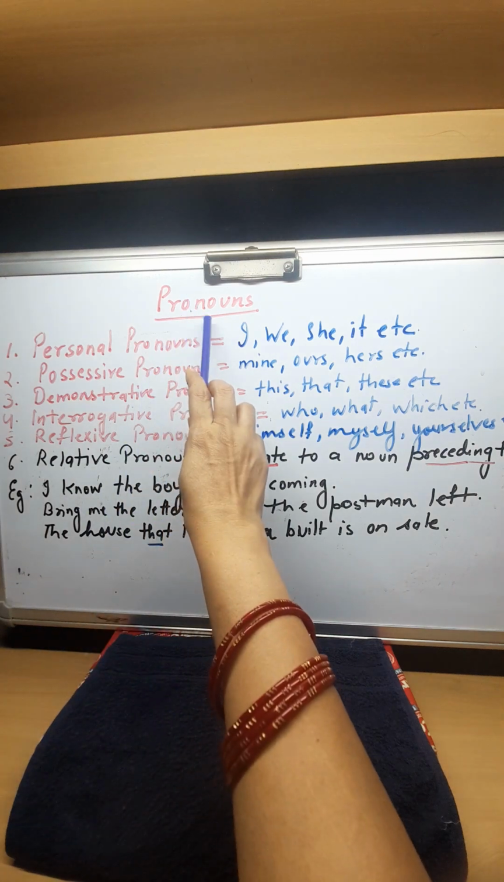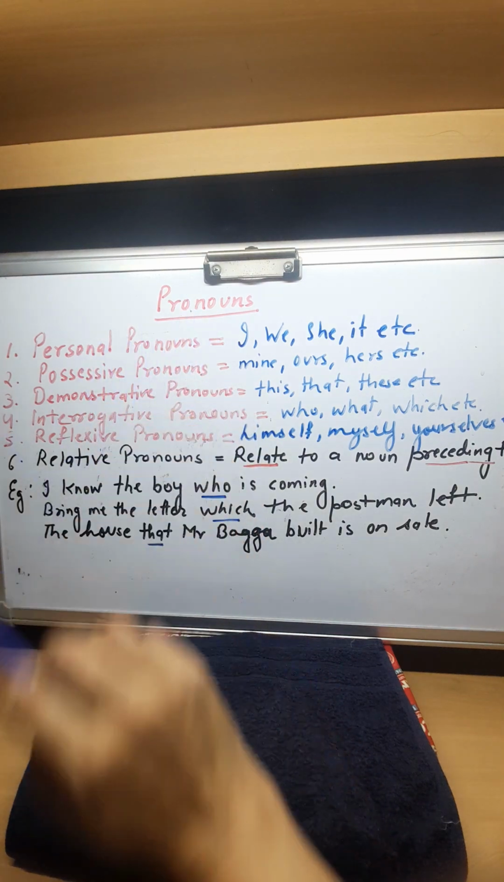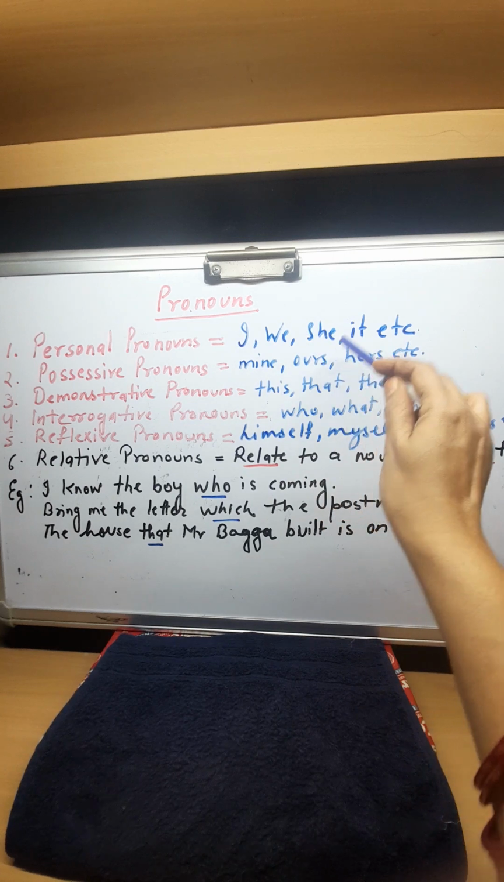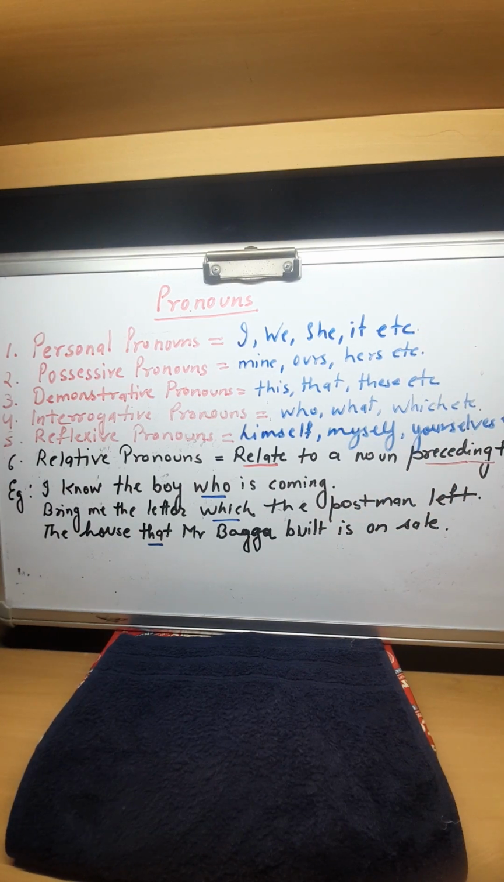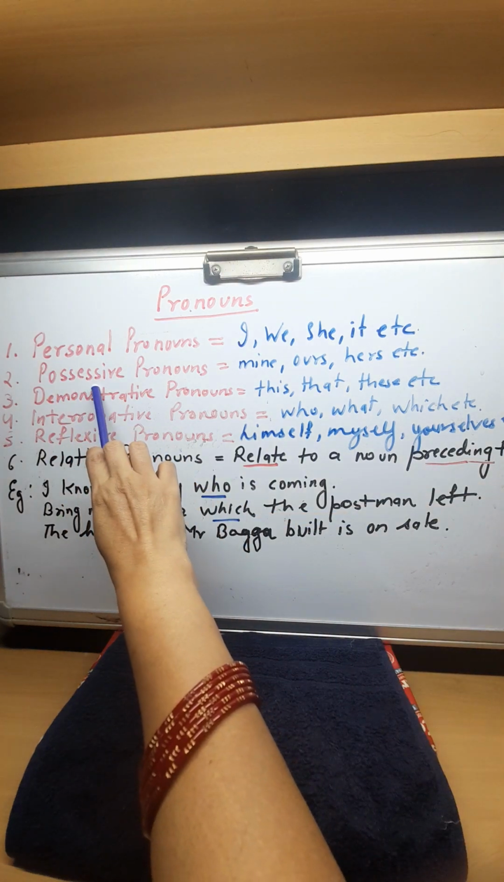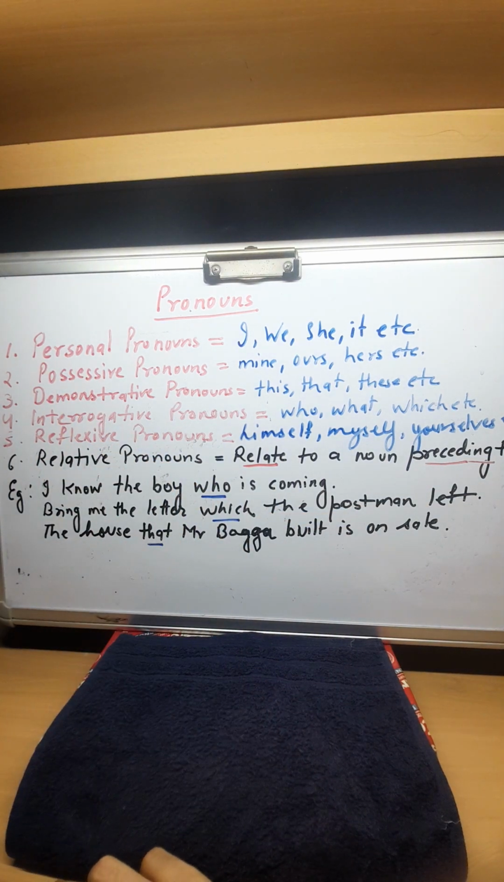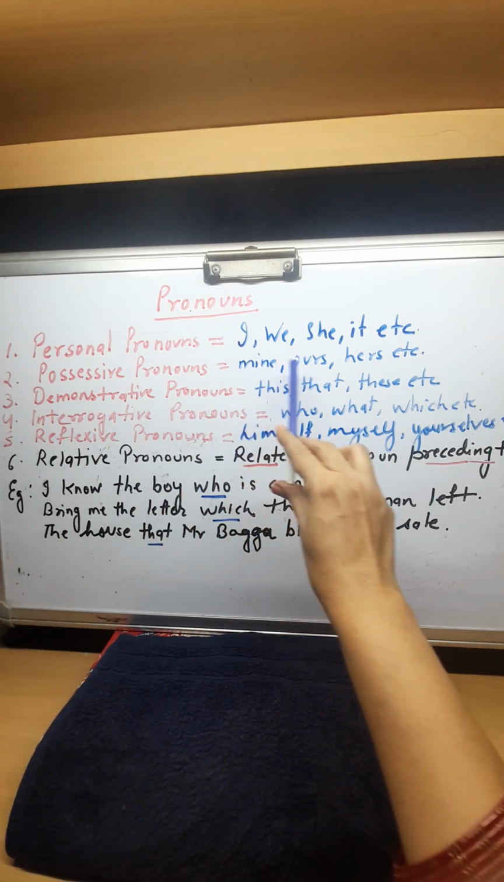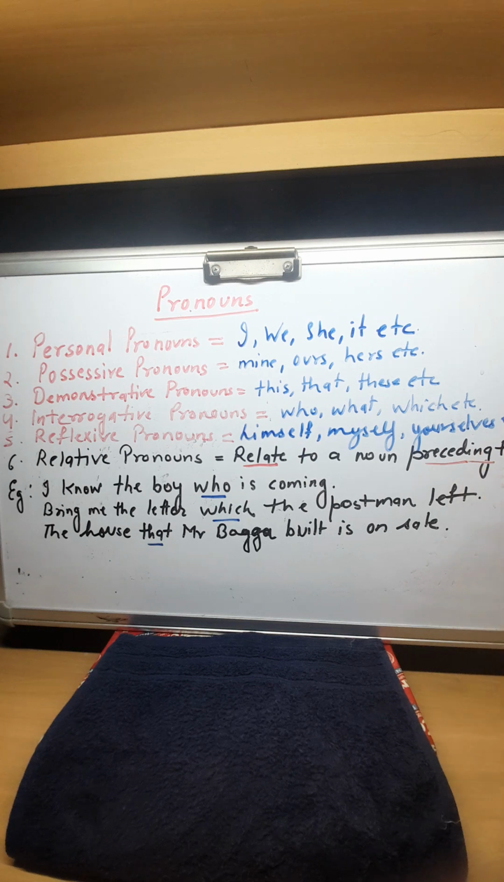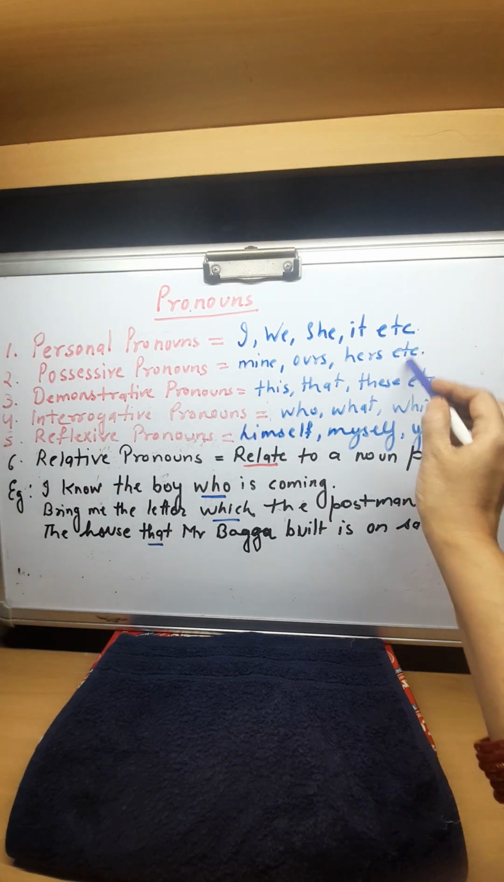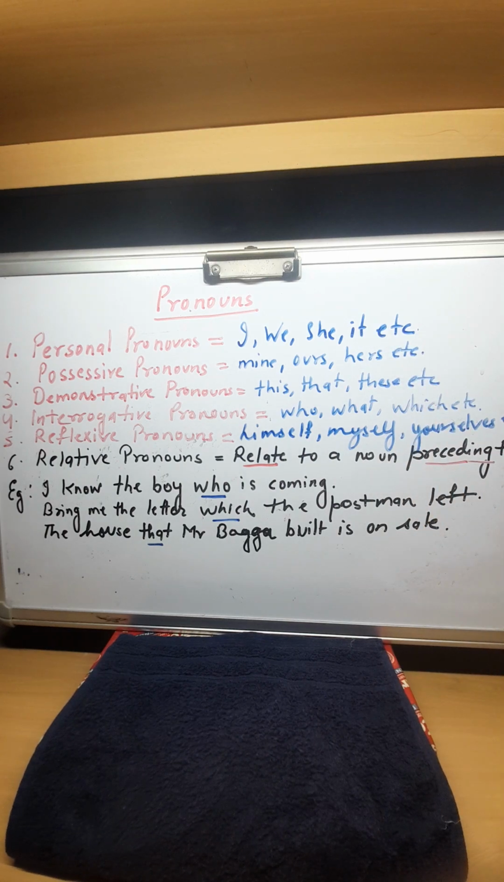So the first type of pronoun is personal pronoun. I, we, she, it, etc. The next type of pronoun is possessive pronouns. What are possessive pronouns? Which show what belongs to someone. Mine, ours, hers, his, theirs. These are our possessive pronouns. I have written etc., which means many others.